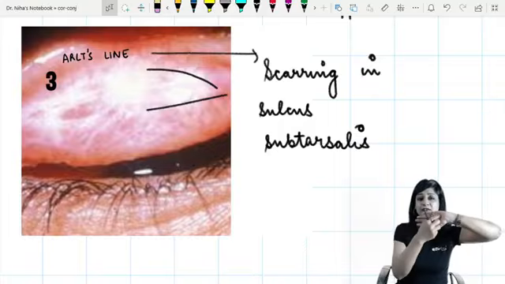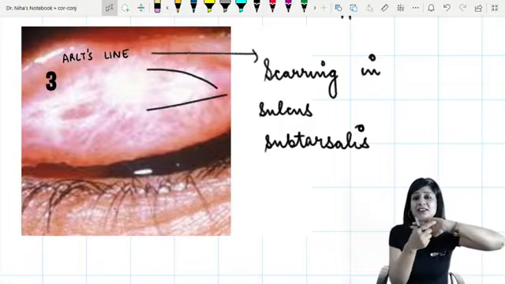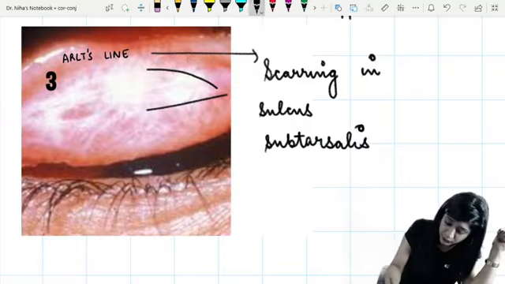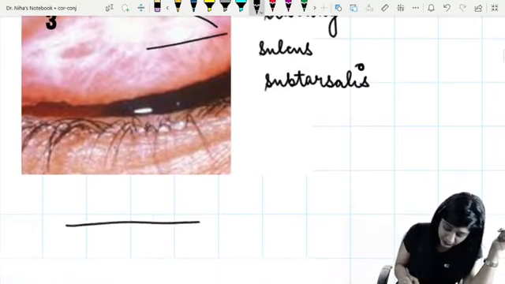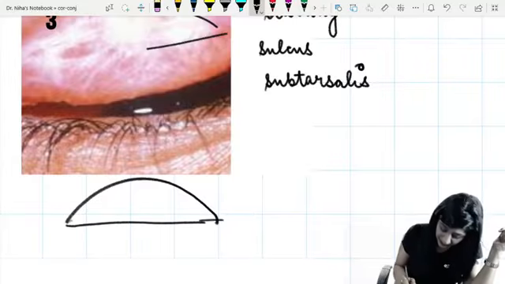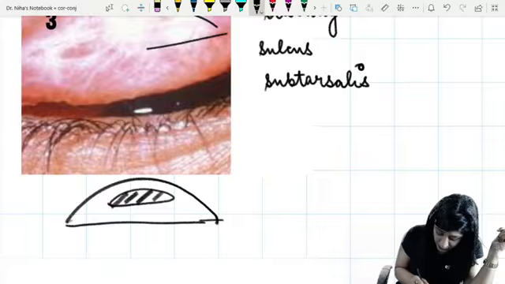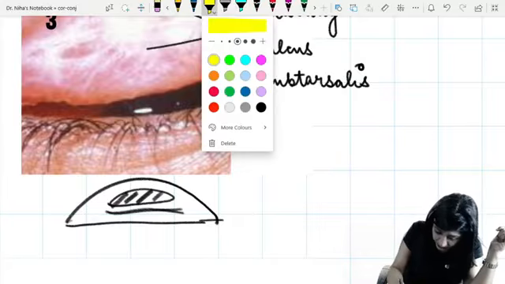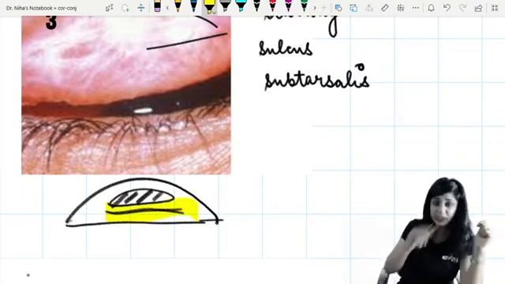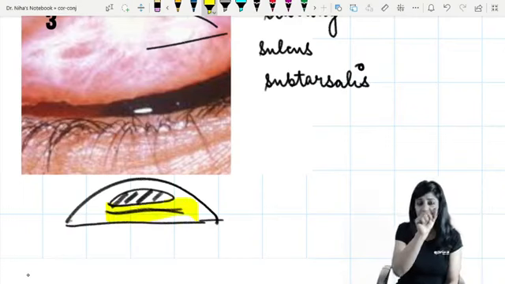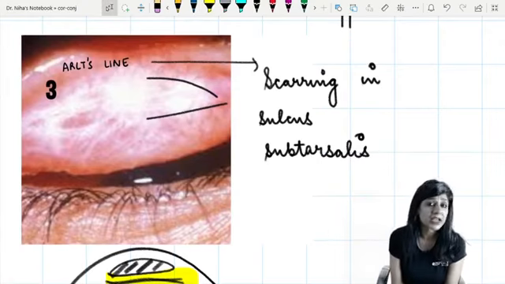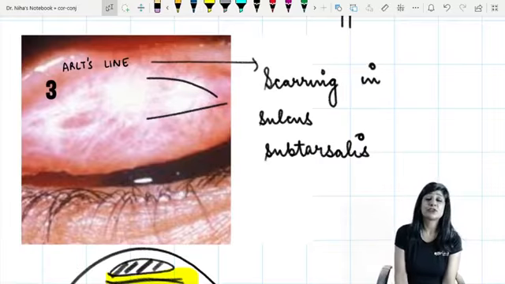So suppose here we have a sulcus, that is the tarsal plate. So beneath the tarsal plate, I showed you the tarsal plate. Suppose this is your upper eyelid and this is the tarsal plate. So beneath this you have a small sulcus where you will have the scarring, something like this. So this line of scarring over the sulcus subtarsalis is actually called Arlt's line. This is again a very important question. Arlt's line is a feature of.